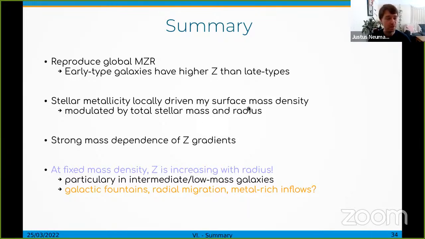We also saw there's a strong mass dependence of metallicity gradients, which are usually negative, but become flat for the lowest mass galaxies. And if we plot these parameters together, we can clearly see that at a fixed mass density, metallicity is increasing with radius. So we need some additional driver, for example, galactic fountains, radial migration, or metal-rich inflows.